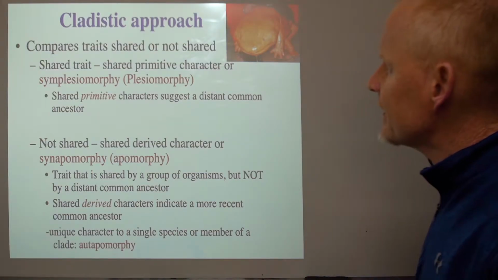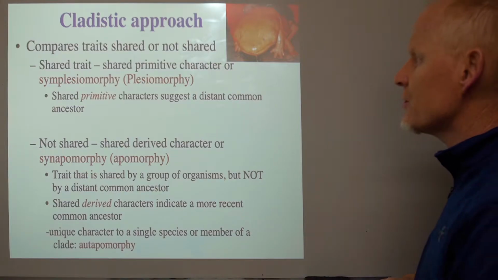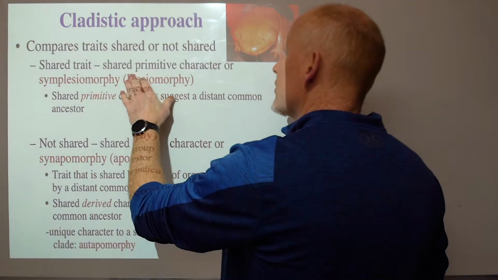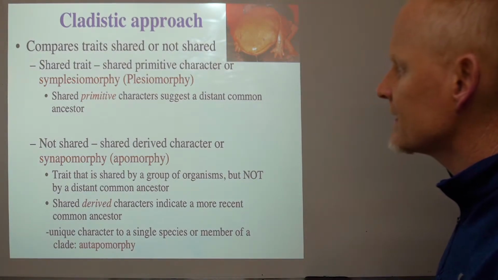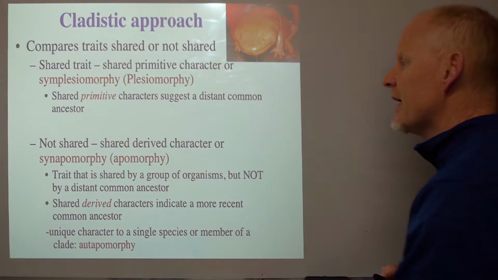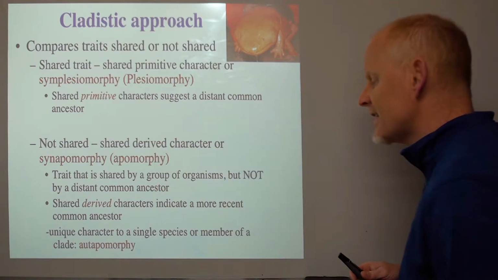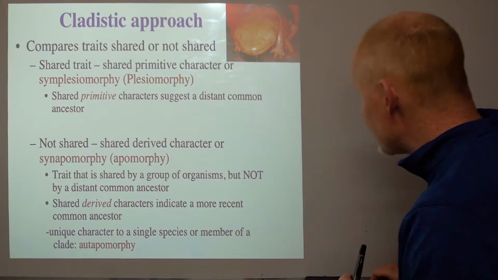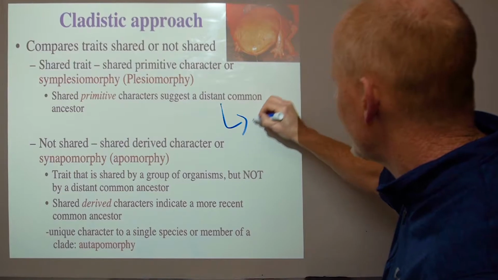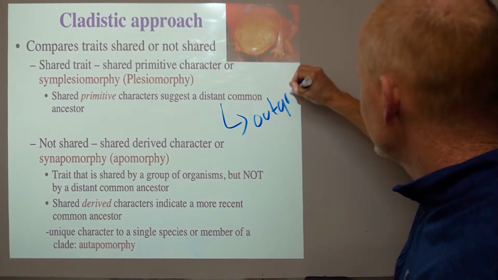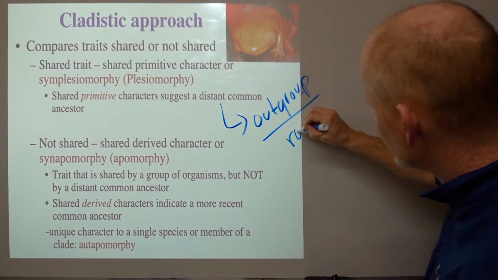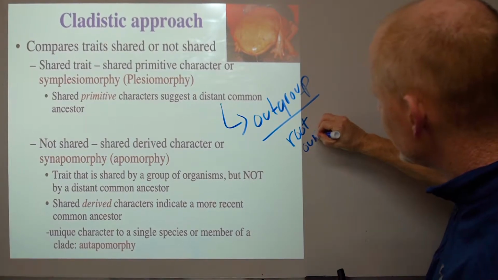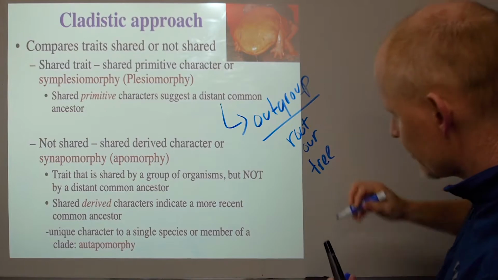So we compare traits that are shared or not shared. Traits that are shared with primitive characters or with primitive organisms are called symplesiomorphies. Shared primitive characters suggest a distant or common ancestor. And as I mentioned, this is why we're going to use what we call outgroups in a minute. An outgroup is going to basically root our tree, is what I like to call it, our phylogenetic tree.